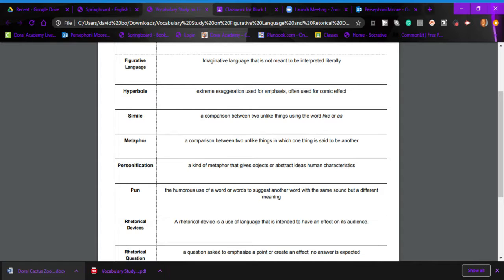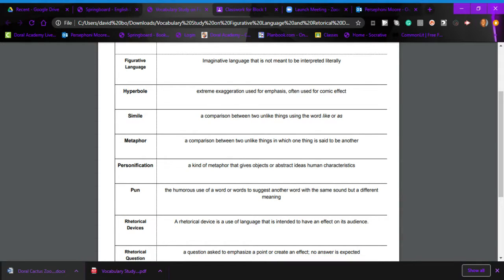Another example of personification is that the sunflowers nodded in the wind. Okay, they're not literally nodding their heads like how we nod and say yes and no, but they're nodding their heads because of the wind. And so it's just, again, that kind of metaphor that gives that human characteristic to these objects.